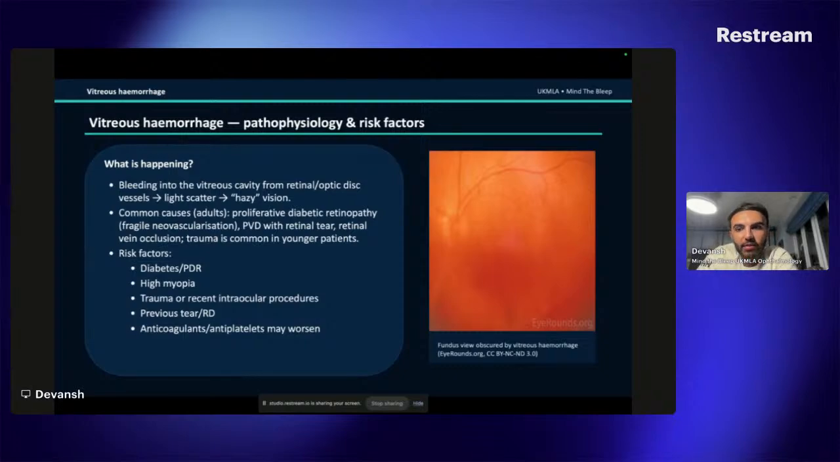So risk factors, as we've discussed: diabetes leading to proliferative diabetic retinopathy, being considerably nearsighted, high myopia, leading to risks of retinal detachments. Trauma or recent intraocular procedures can increase the risk of hemorrhages. Previous tears and detachments, and of course, anticoagulant and antiplatelet therapy is something to be aware of, as if someone has a vitreous hemorrhage, it's likely to be a lot worse if they're on these medications.